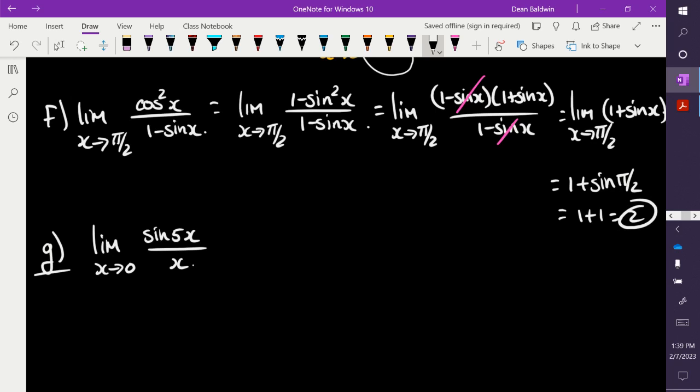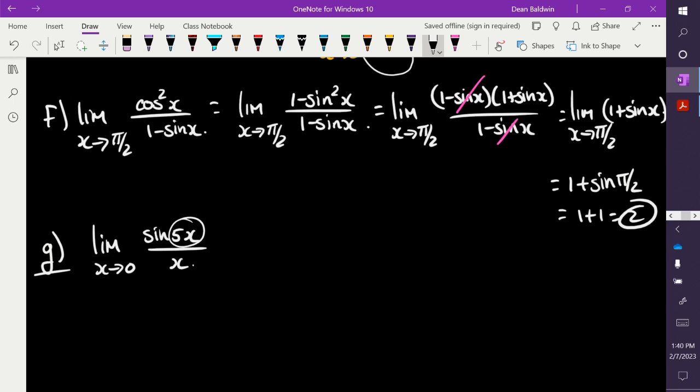Oh my gosh. You cannot take out the 5. You cannot touch the 5. But there's something you can do. Well, hang on. I'm not sure what you're saying, but one sec. Okay, you cannot touch this 5, and you can't plug in 0 because you're going to get 0 over 0 and everything goes crazy. So what you can do is make it look like an identity that we know, a limit identity.